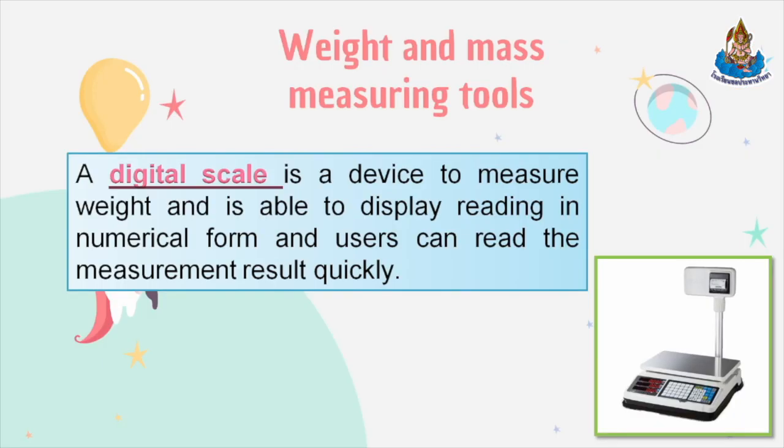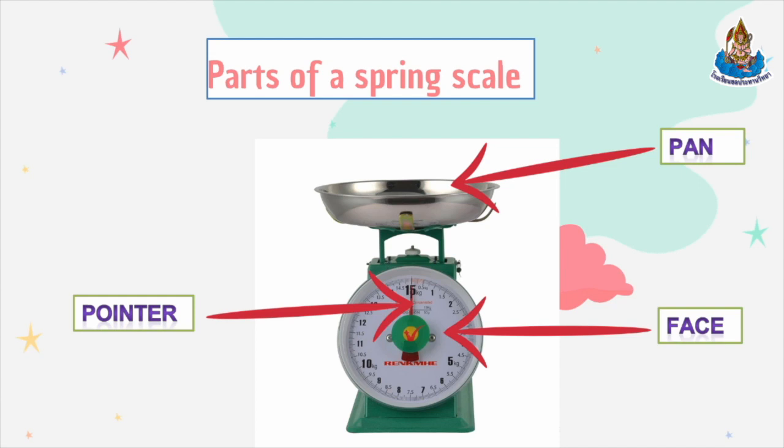Alright, so I know that you're already familiar with these ones. Next, we're going to learn about the parts of a spring scale. Look at this. This is a spring scale. This is what we call the pan, the pointer, the red one here, and the face. These are the basic parts of a scale.